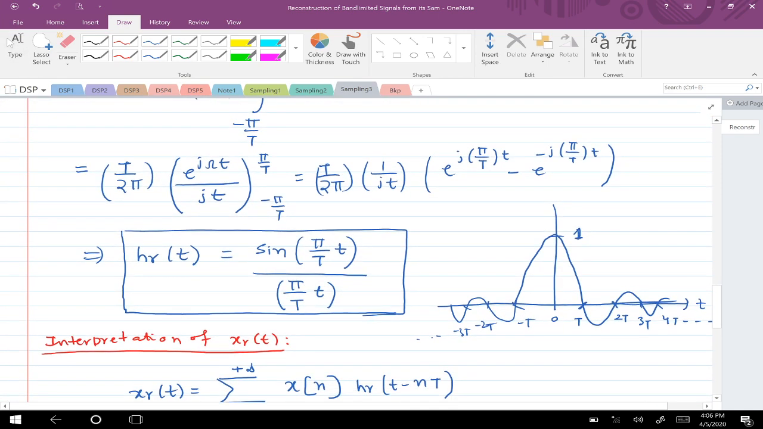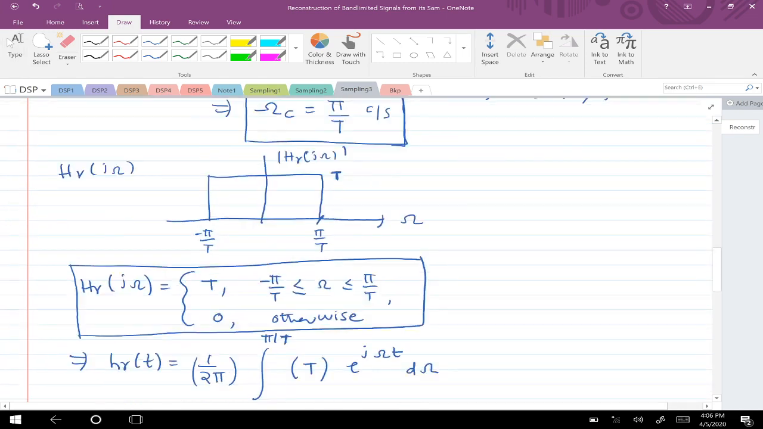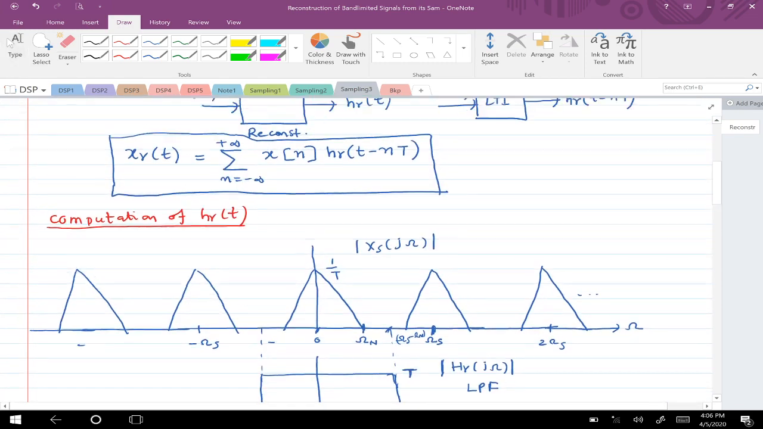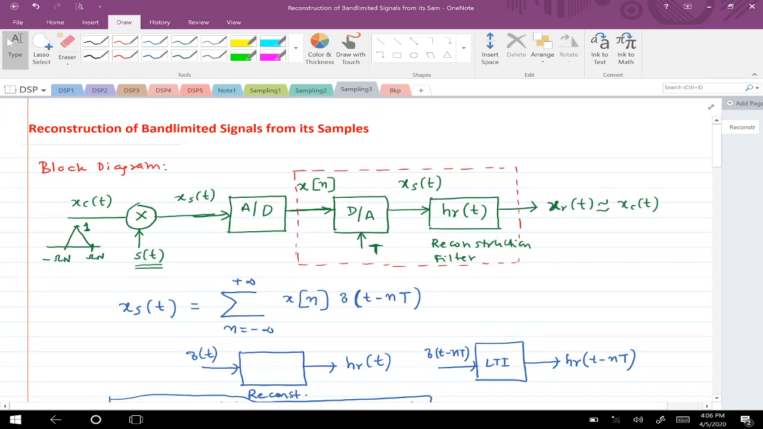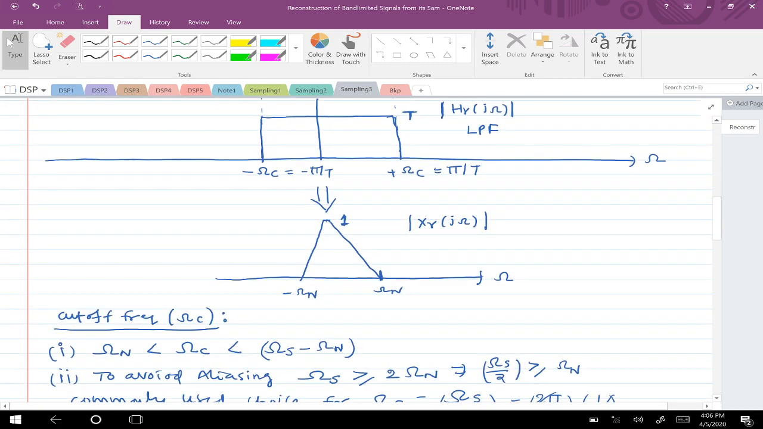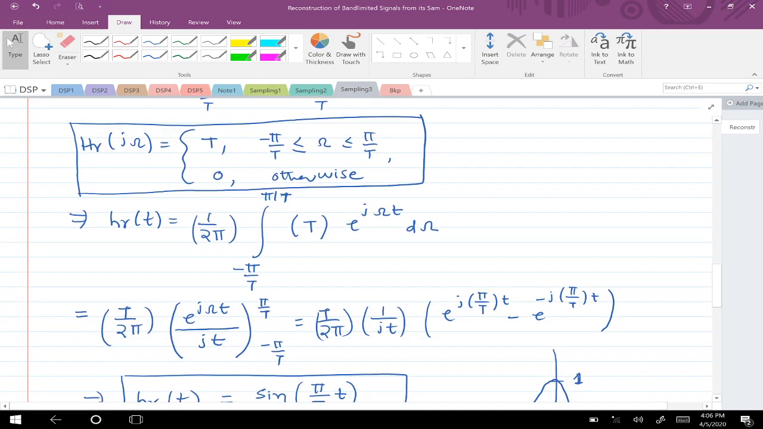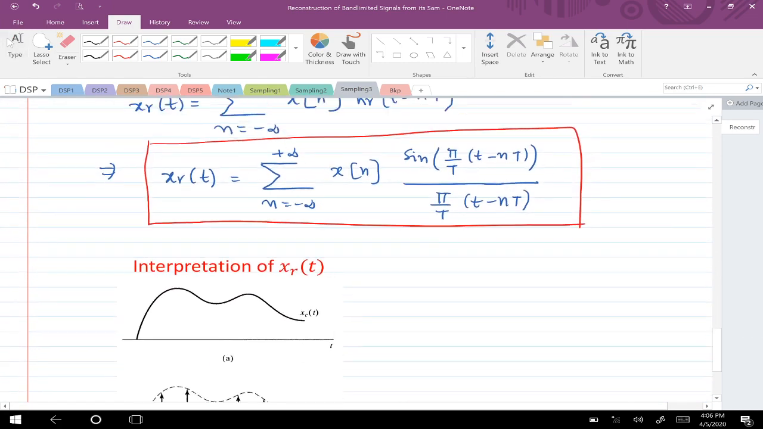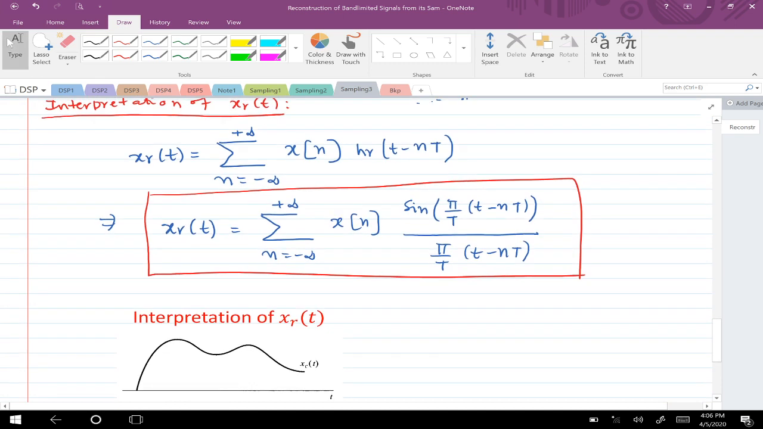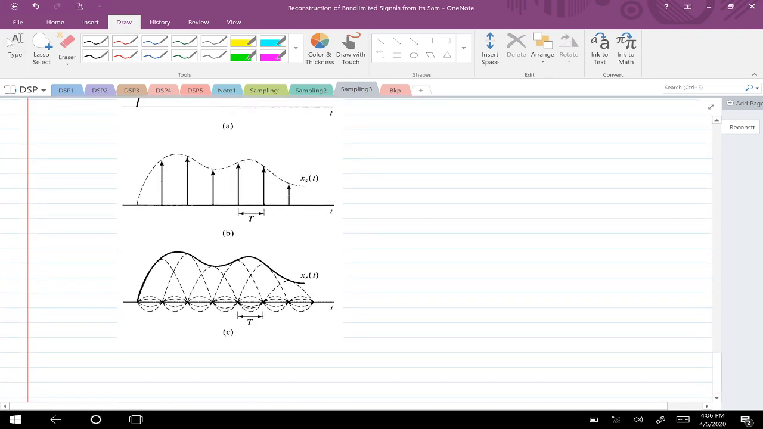Once you have h_r(t), convolving h_r(t) with x_s(t) would give you the same thing we have written as scaled and shifted versions of this function. So that's another way you could look at it: it's a simple convolution of x_s(t) with that. Hope this is clear.